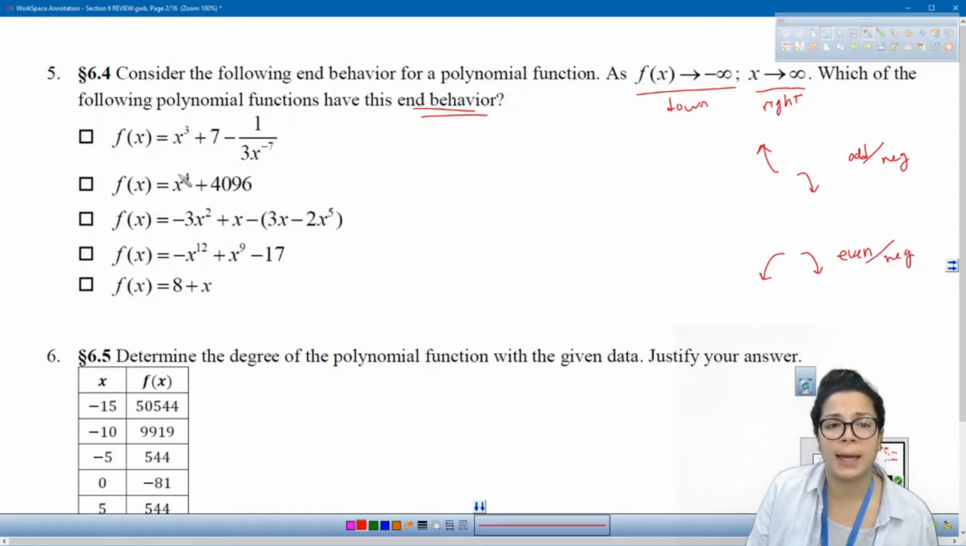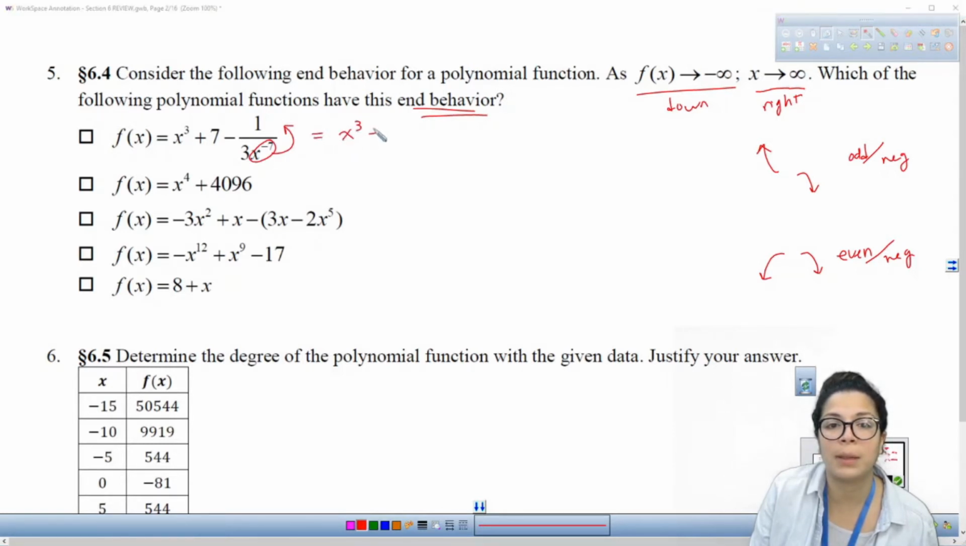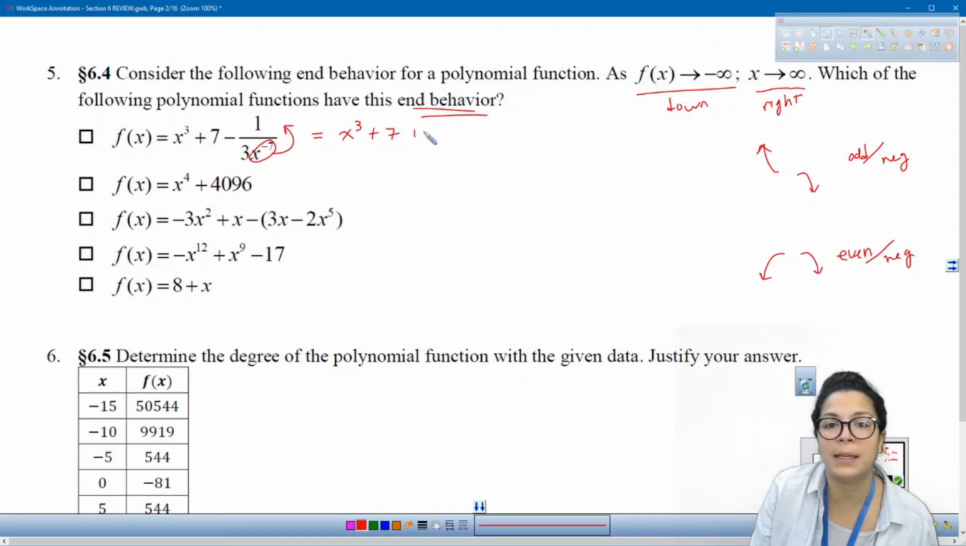So when you're looking at all of these, we need to simplify first. So 3x to the power of negative 7. This x to the power of negative 7, we could change the side of the fraction that it's on. So this is really x cubed plus 7 minus 1/3 times x to the power of 7. We can bring that x to the power of 7 to the numerator.